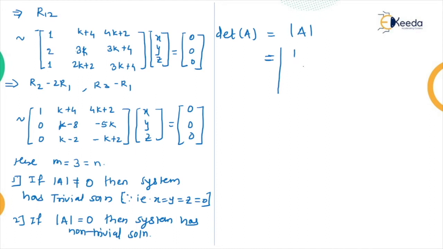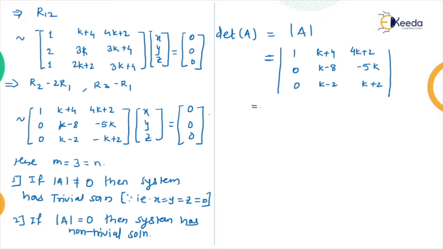So the mod of A can be written as, you have to write the elements in this determinant notation. So 1 0 0, then k plus 4, k minus 8, k minus 2, 4k plus 2, minus 5k, and k plus 2. You observe, guys, what is matrix A, and you have to just find its determinant. Let's see, this is matrix A. So in this way you have to write the determinant.